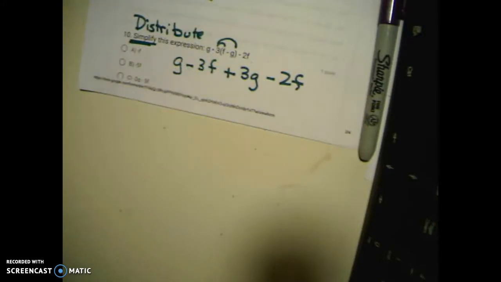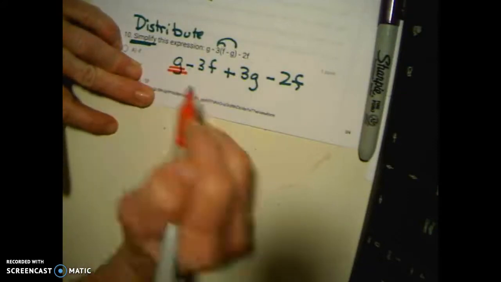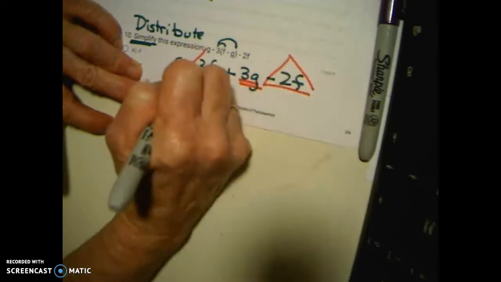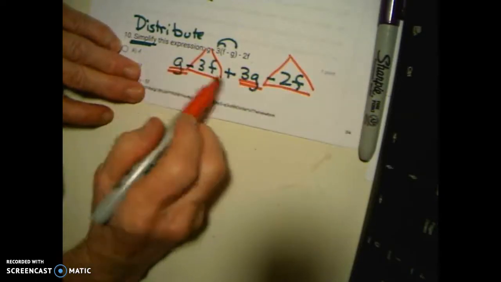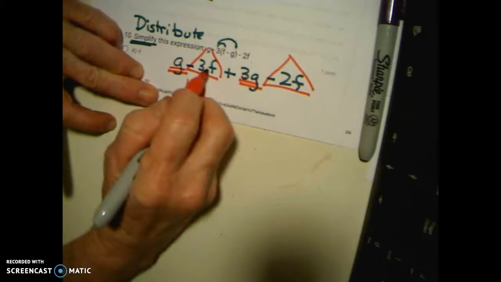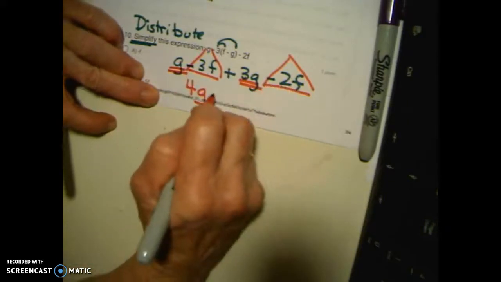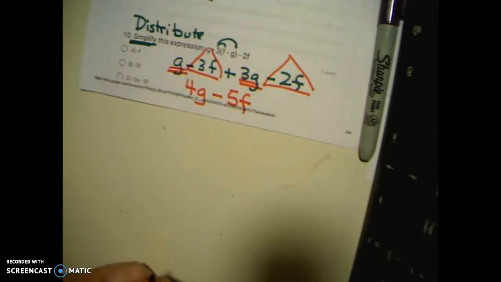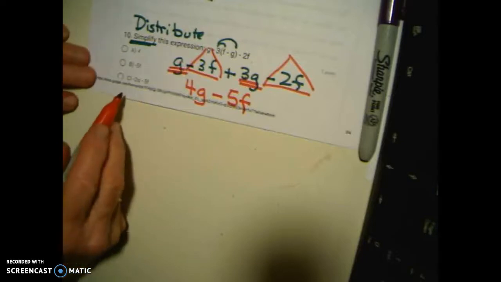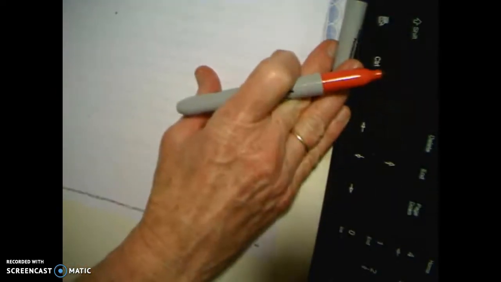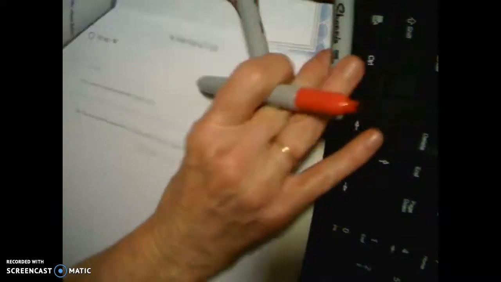Now I can decide what my like terms are. I have a g term, I have a g term, I have an f term, and I have an f term. So g plus 3g is 4g. Negative 3f minus 2f is negative 5f. And I don't see a Q there, so let's see if this is on the second page. That would be it. It's answer choice D on the second page.